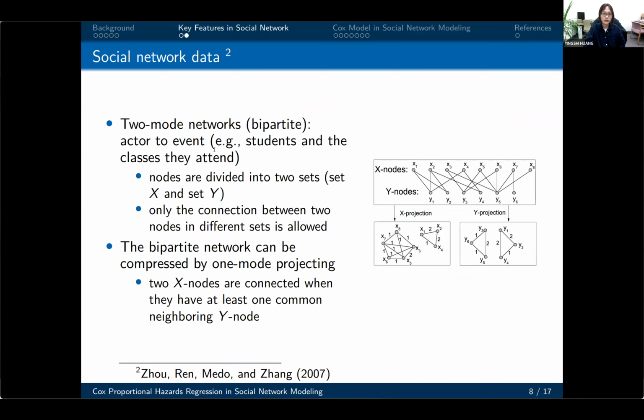Another form is two-mode networks, also called bipartite networks. We usually use them to study actor-to-event connections. Unlike one-mode networks, bipartite networks have two separate node sets, set S and set Y, where connections can only be made between nodes from different sets. For example, in student course enrollment, a student will not enroll in another student, right? So how can we study the similarity between students or between courses? We can create a one-mode network through projection. And here S1 is connected with S4 because both of them have a connection with Y1.